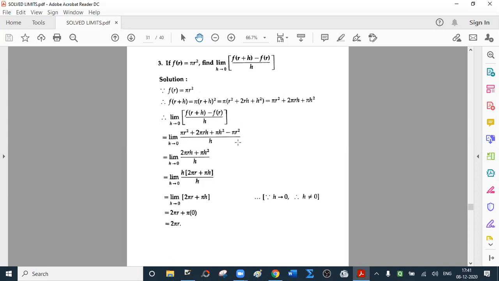Now substitute. Pi r square gets cancelled. From these two terms, take h common. Can I cancel h? Yes, I can. h only tends to 0, not equal to 0. Take the limit. To take the limit means to replace every h by its limiting value, which is 0. So the final answer is 2 pi r.